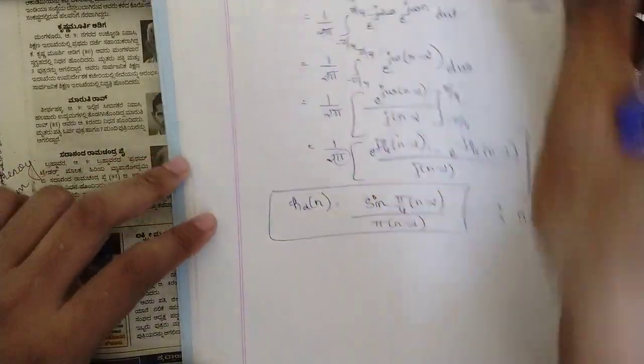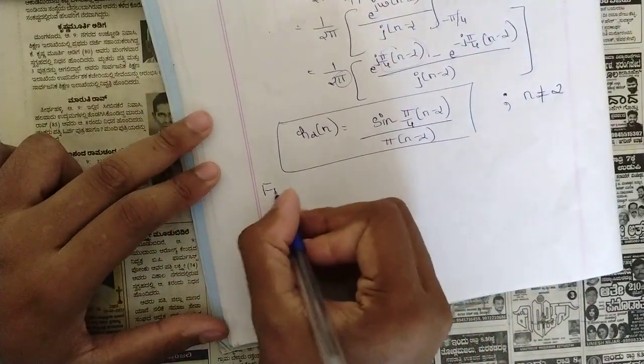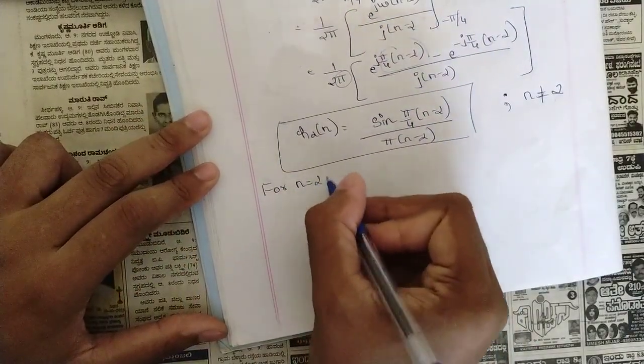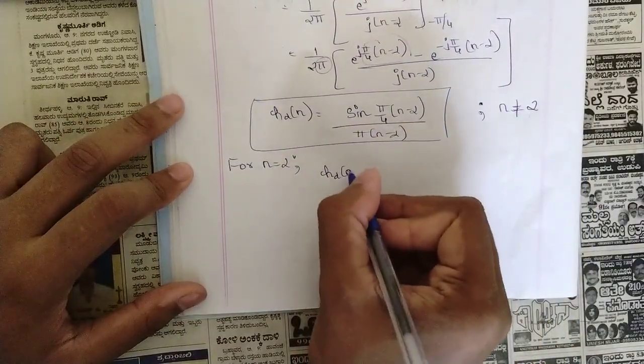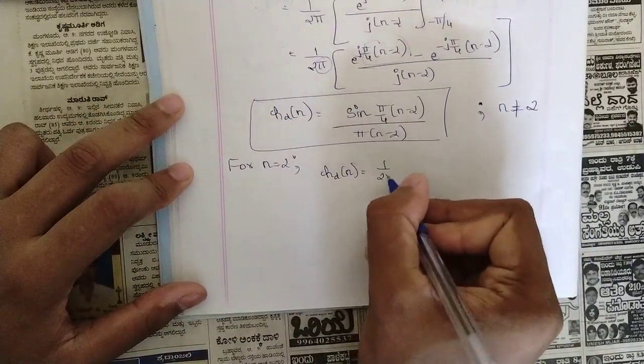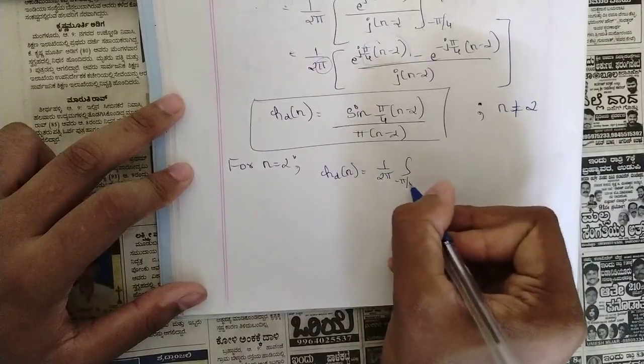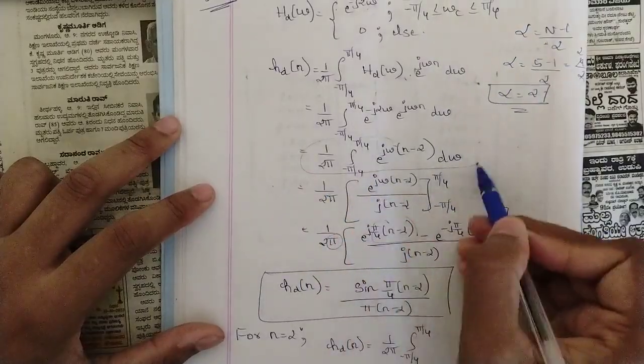Now similarly we should find the value of Hd of n for n equal to 2. That is Hd of n equal to 1 by 2 pi, with limits from minus pi by 4 to pi by 4. This part you should be considering now.